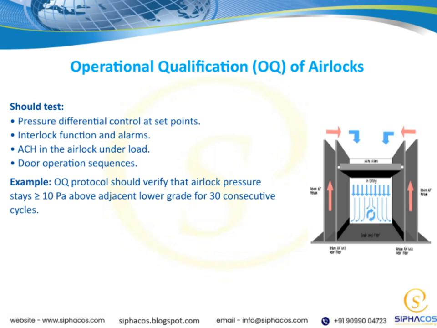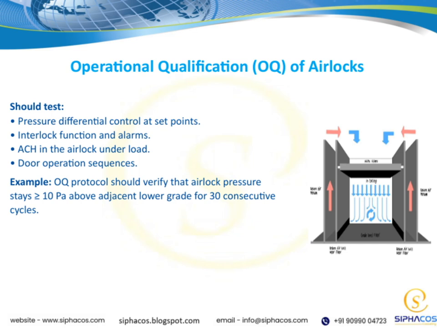First, it's essential to verify that the pressure differential control is functioning correctly at the designated set points. This means ensuring the airlock maintains the proper pressure levels to prevent contamination or air ingress. Next, we need to test the interlock functions and alarms. These safety features are critical. They ensure that the system responds appropriately if, for example, doors are opened unexpectedly or if pressure thresholds are breached.